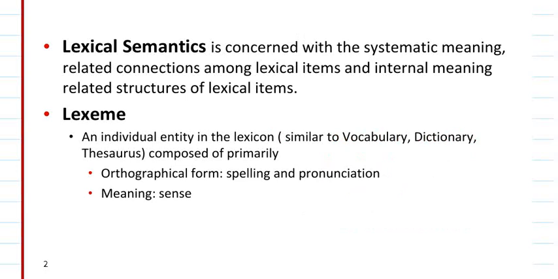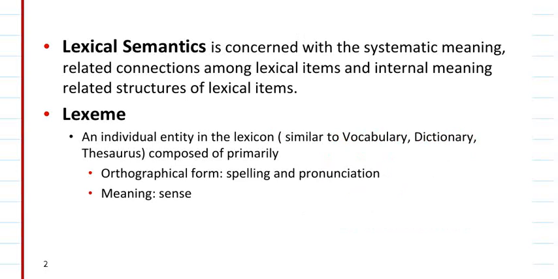So we define lexical semantics as a branch of study in natural language processing which is concerned with the systematic meaning and related connections among lexical items, and their internal meaning and related structures. Systematic meaning is their internal or intrinsic meaning in respect of the original word, and its connections between different lexical items.